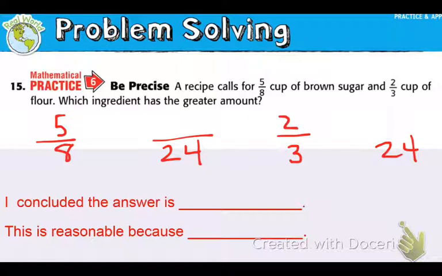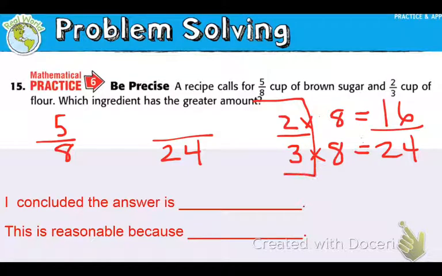So how do I make 3 turn into 24? Well, I know 3 times 8 equals 24. What's 2 times 8? That's 16. I created an equivalent fraction. 2/3 is the same as 16/24.